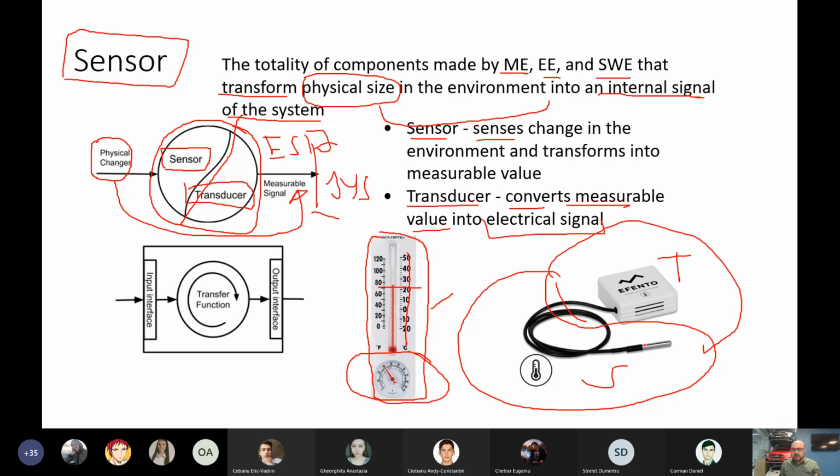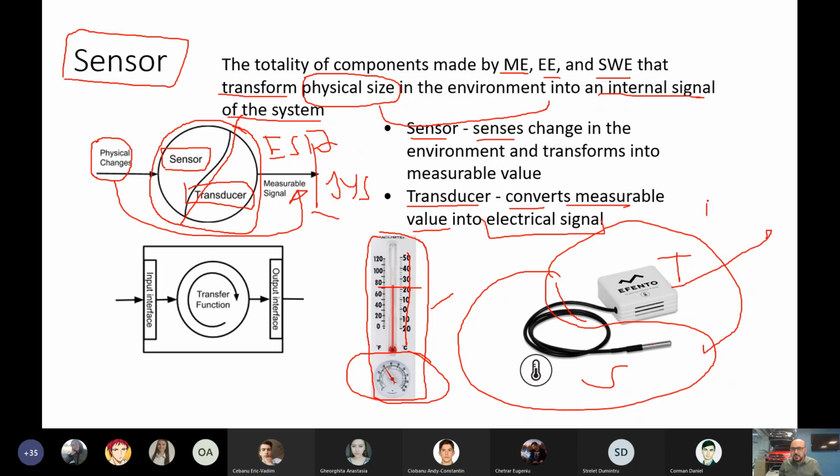In this case, this one will be the sensor, and the second part will be the transducer, that is converting the measurable changes of the material. In our case, it can be, let's say, the resistance of the material. What does resistance mean? That means the current cannot pass through freely. Here we will have a thermoresistor that is changing its properties, and the current passes easier or harder through this resistance. And the transducer is converting this measurable value, the resistance, into a signal.